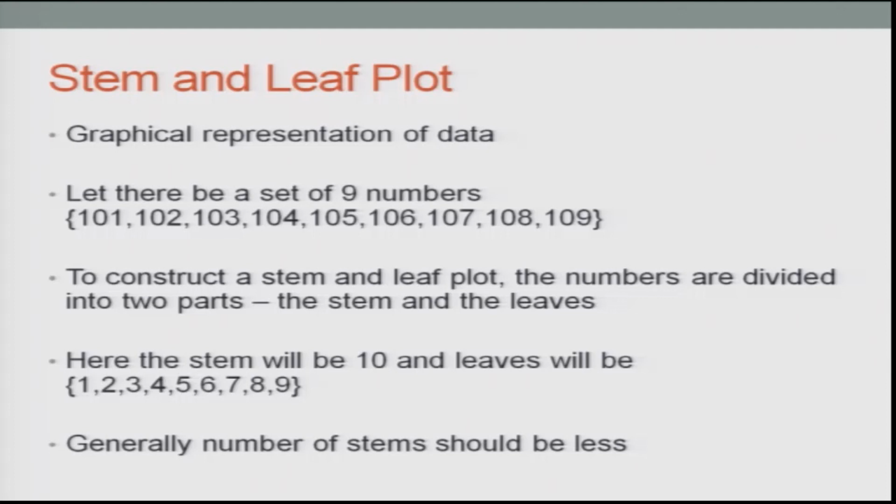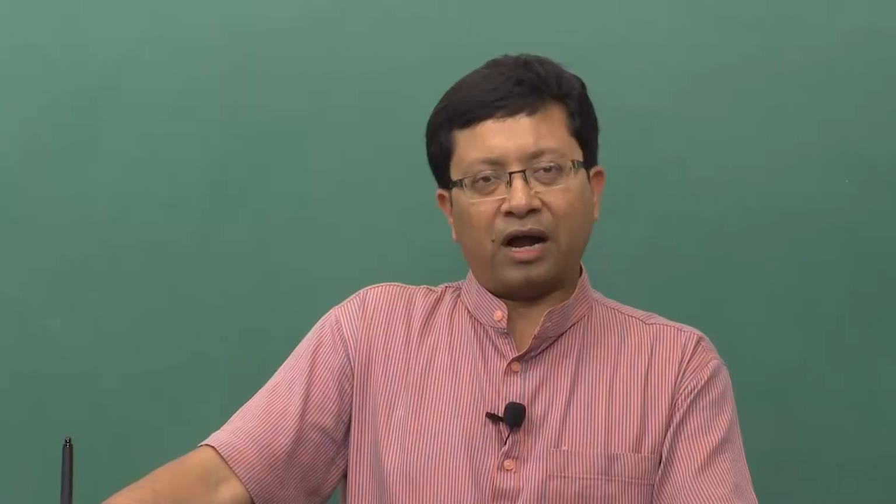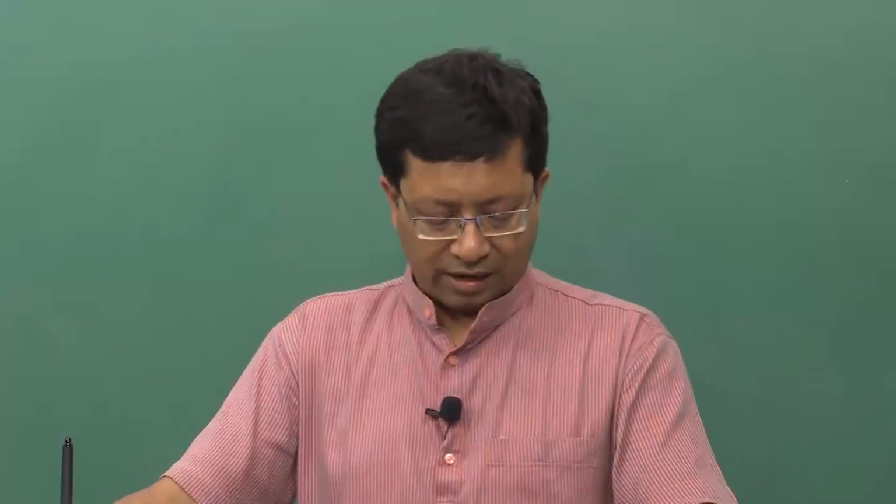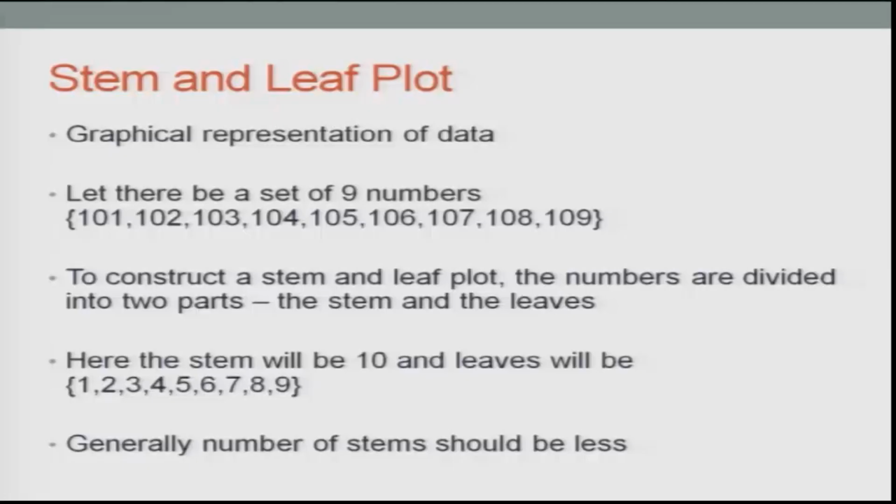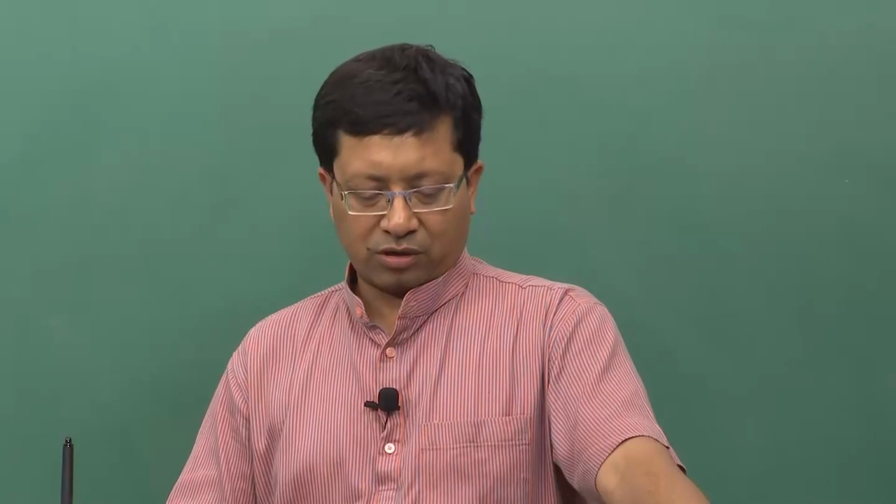To construct a stem and leaf, the numbers are divided into 2 parts, the stem and the leaves, and hence the stem would be 10 and the leaves would be 1, 2, 3, 4 till 9. In case, for example, it was 11, 12, 13, 14 till 19, obviously we will have the stem and leaf accordingly. It could have been, for example, 1001, 1002 till 1009. In that case the stem would be 100 and the leaves would again be 1, 2, 3, 4 till 9. Generally the number of stems should be less, and the leaf would be the corresponding last digit of the numbers on which you are working.